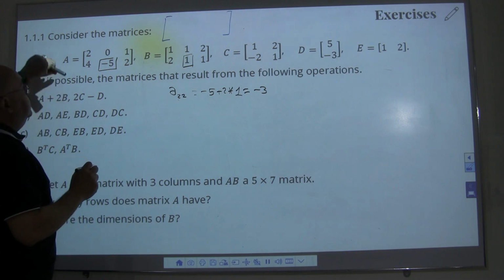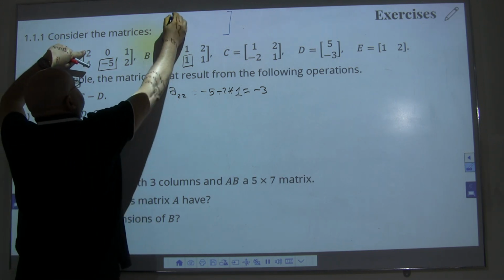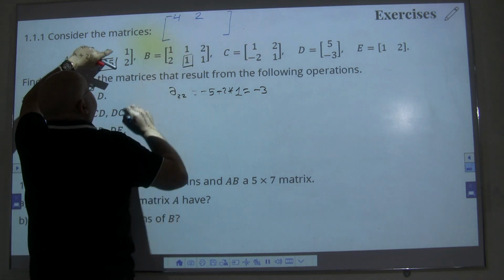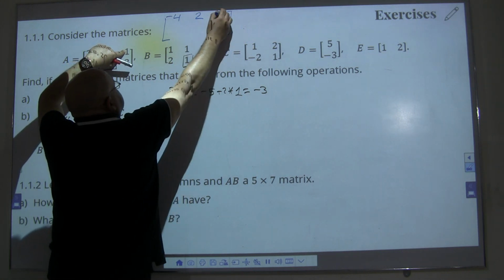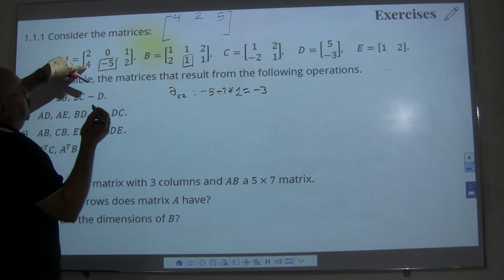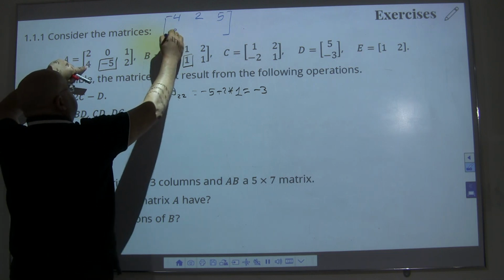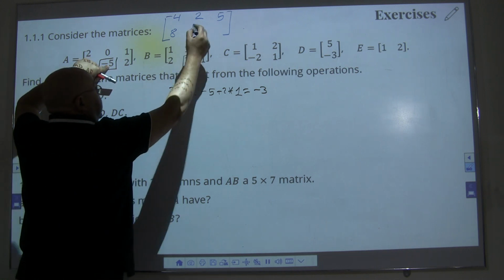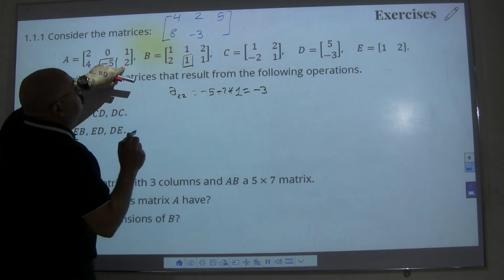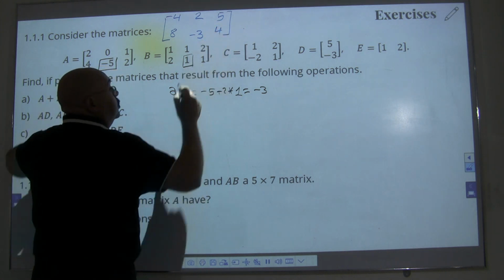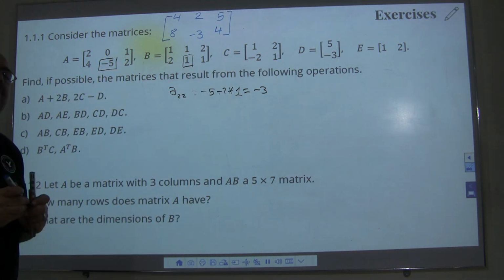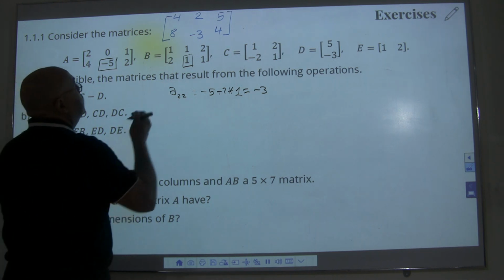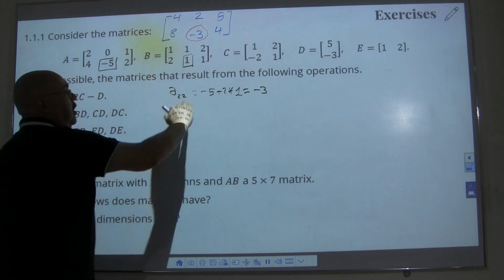I will add A plus 2B, so 2 plus 2 times 2 which is gonna be 4. 0 plus 2 times 1 which is gonna be 2. 1 plus 2 times 2 which is gonna come up to 5. Stay with me, Rami, because I'm making mistakes. 4 plus 2 times 2 so it's gonna come up to 8. -5 plus 2 times 1 which is gonna come up to -3. 2 plus 2 times 1 which is gonna come up to 4. I'm asking you about the entry of 2, 2. Where is the element 2, 2? It's -3. I got it directly, I can get it directly.